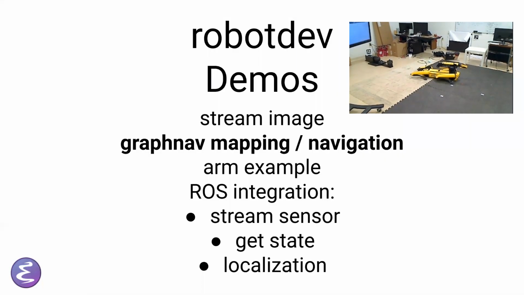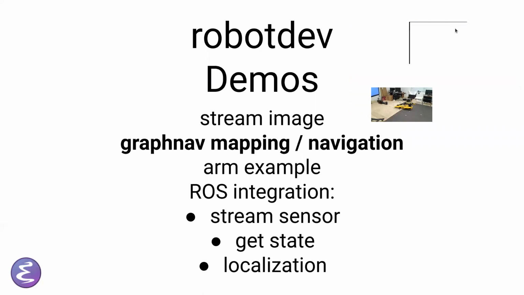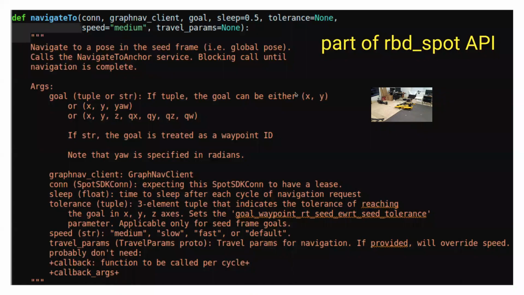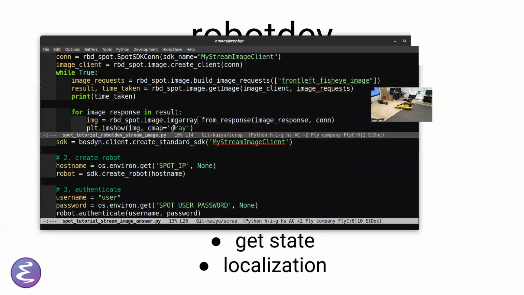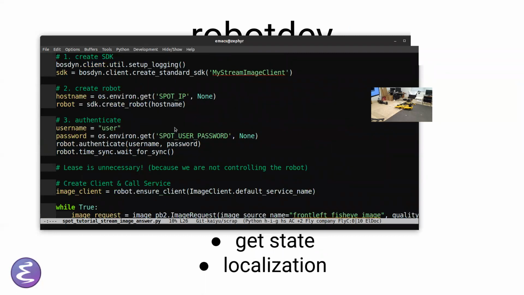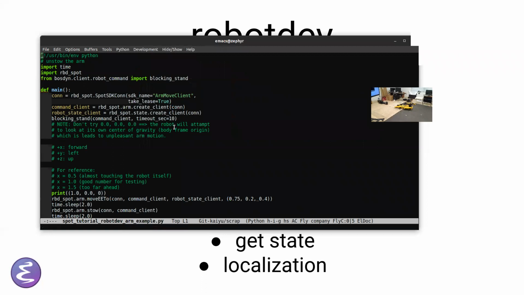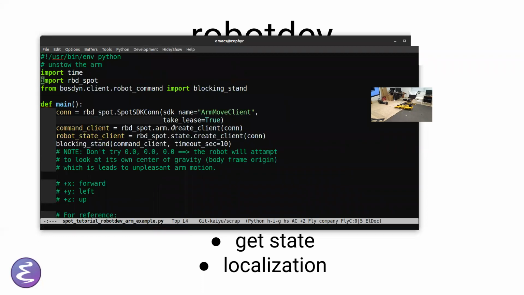Okay, so that's the mapping and navigation. Then what I wanted to say is that there's a high level function in the RBD spot package to navigate to some kind of goal, and you can use it in your script. For the arm, I have another example implemented through RobotDev. I'm importing RBD spot, and that's all I'm importing, besides using block and stand to make it stand.